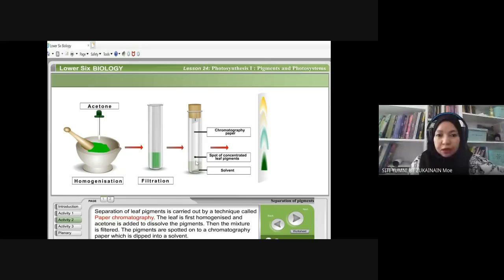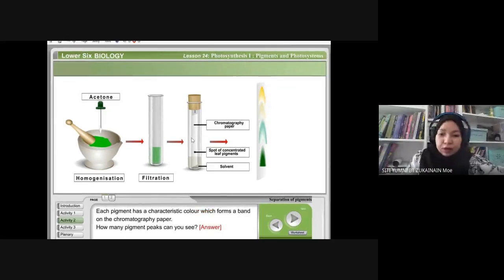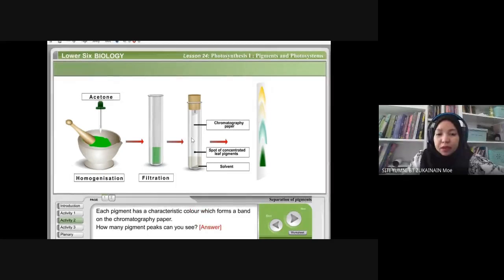Here is how you dip into the solvent. You can see the solvent level here, and this is the part of concentrated leaf pigments, and this is the chromatography paper, of course. So what is the function of the solvent actually? The function of the solvent is to dissolve the pigments. Each pigment has a characteristic color which forms a band on the chromatography paper.